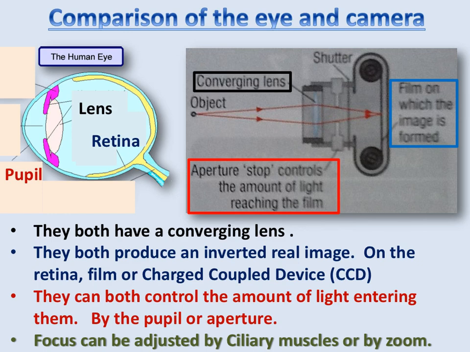Finally, they can both be changed to bring objects into focus. To do that in the eye we use the ciliary muscles, whereas to do that in the camera we use something like the zoom. Just to make you aware that you should be able to link parts of the eye to parts of the camera and explain how they're similar and how they're different.